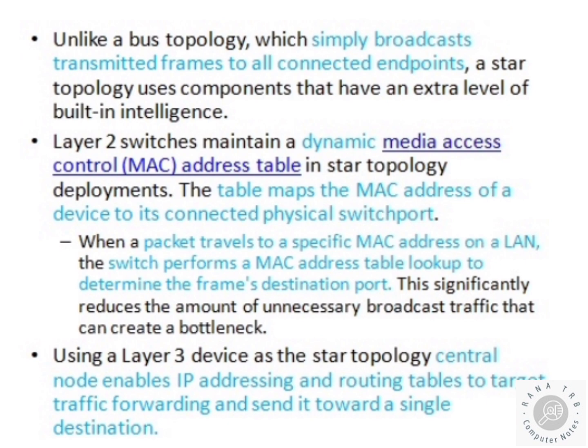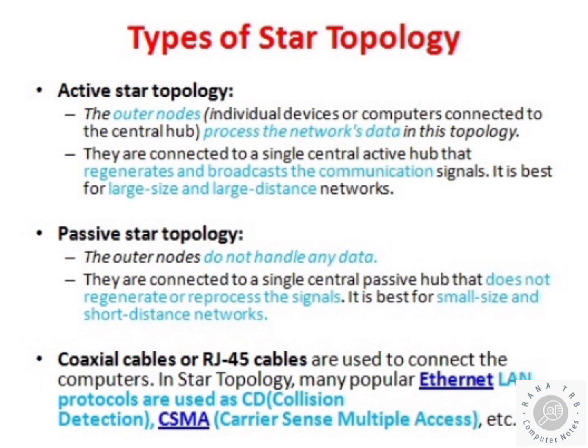But in layer 3, the same central device can act with IP addresses enabled, that is, as a router function. So it will use the routing table to target the traffic and forward the signal to its destination. Types of star topology: there are two types, active and passive.